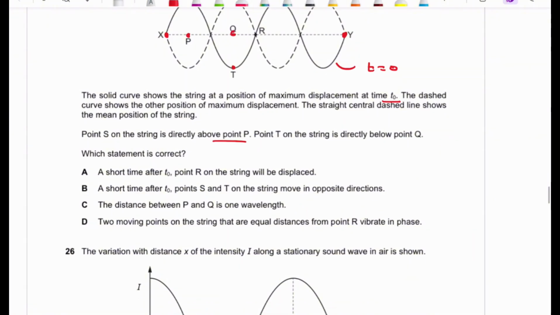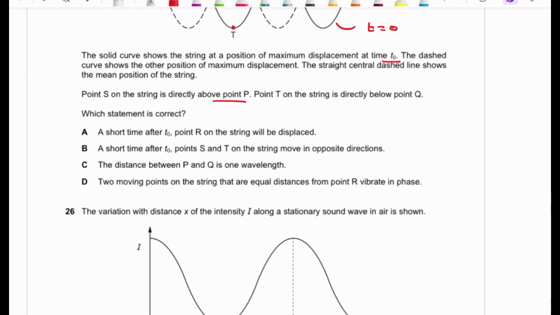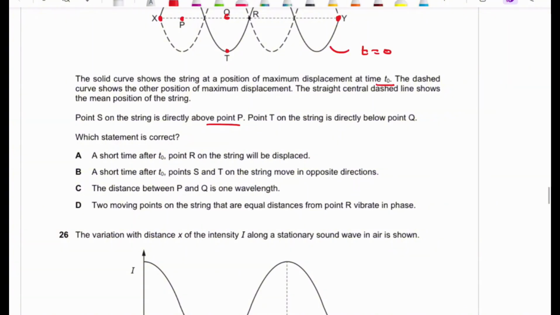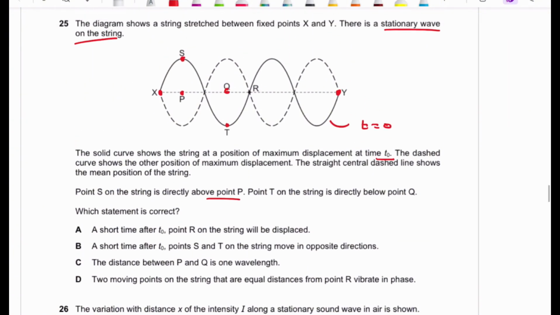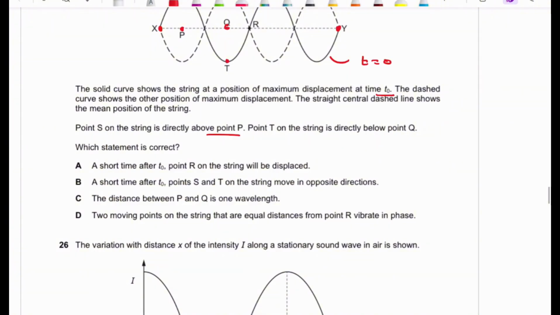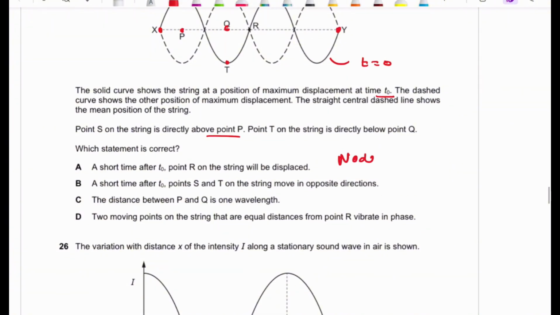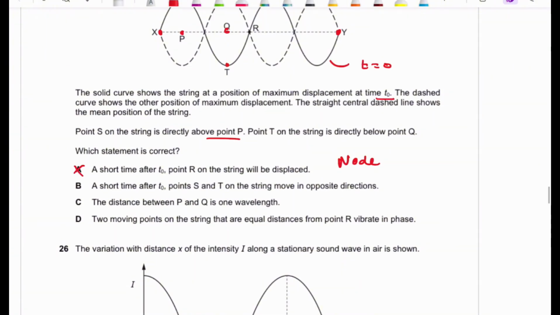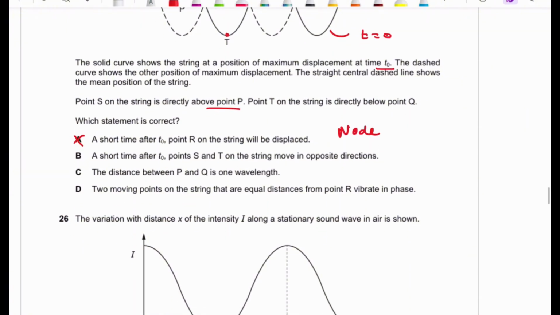Which statement is true? Okay, let's see. A: A short time after t naught, point R will be displaced. Well, that's a node, okay? A node is an area of minimum displacement. So a node can't be displaced because it's just going to stay fixed.